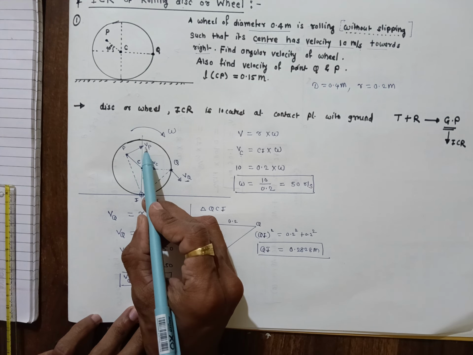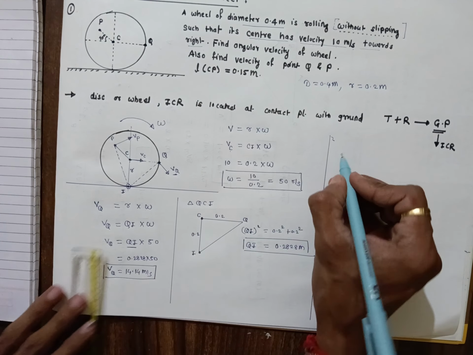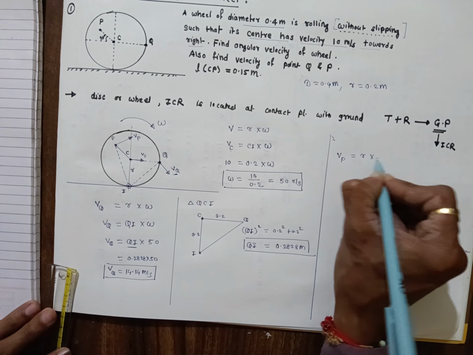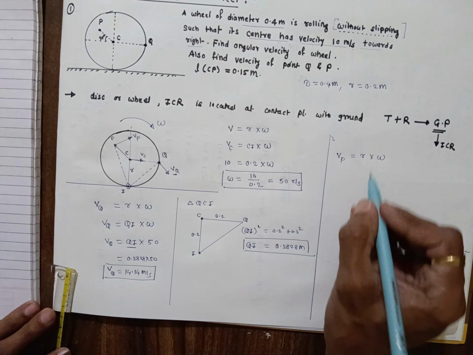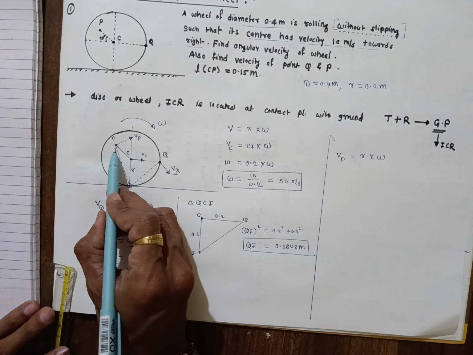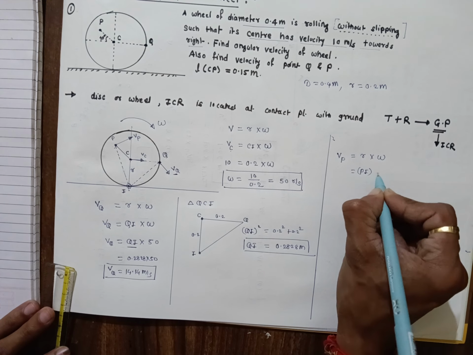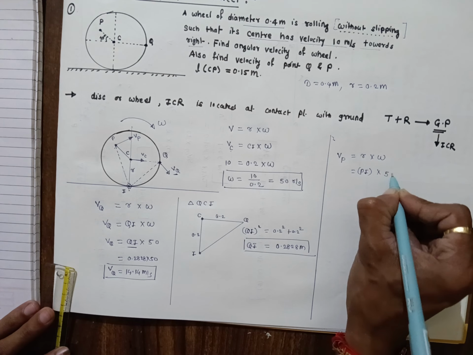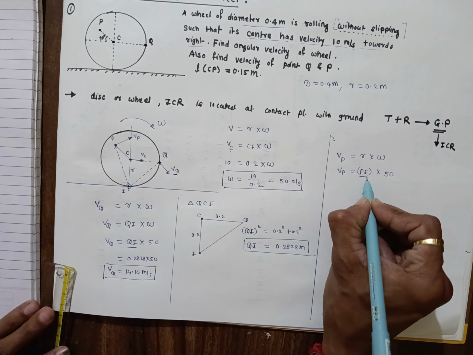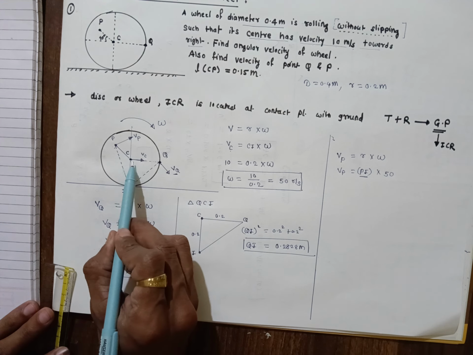So to find out the velocity of P, the equation will be velocity Vp is equal to radius into angular velocity omega. Omega is the same for all the points. For P, the radius will be the distance PI. So we can write here distance PI into omega, which is 50. So this is Vp. Now our aim is to find out the distance PI. To calculate distance PI, consider this triangle PCI.